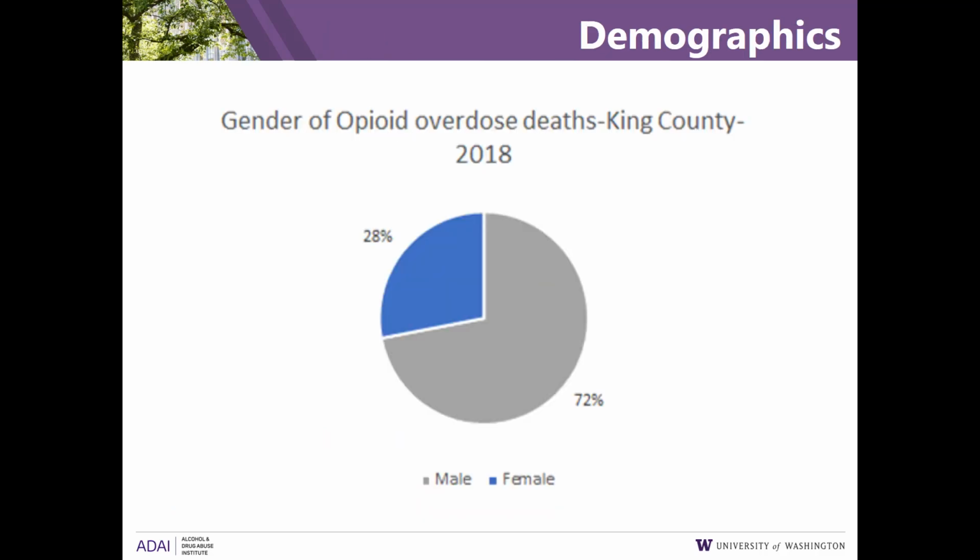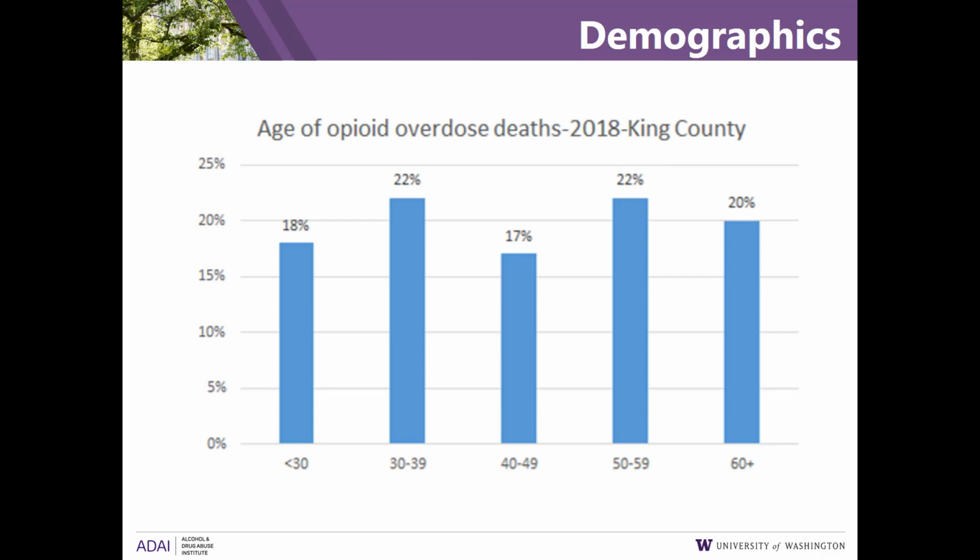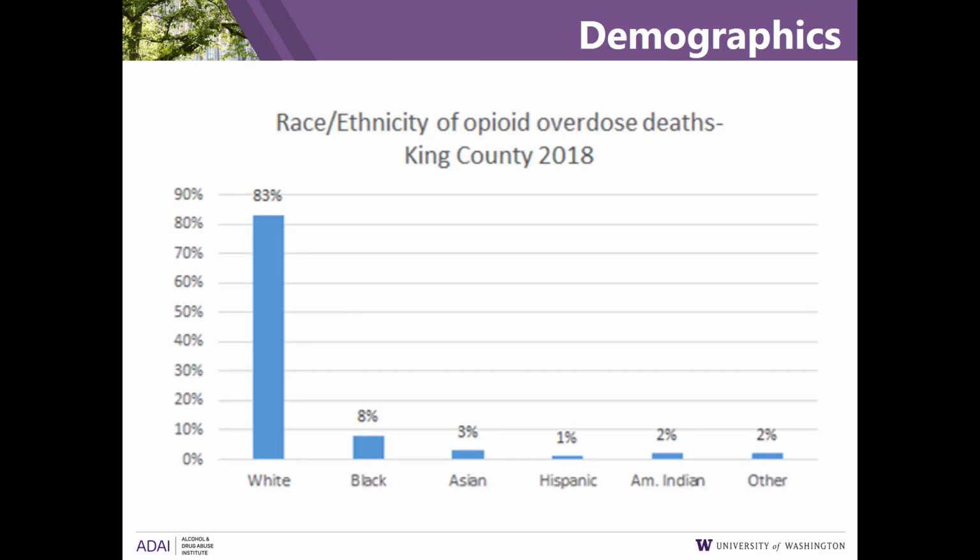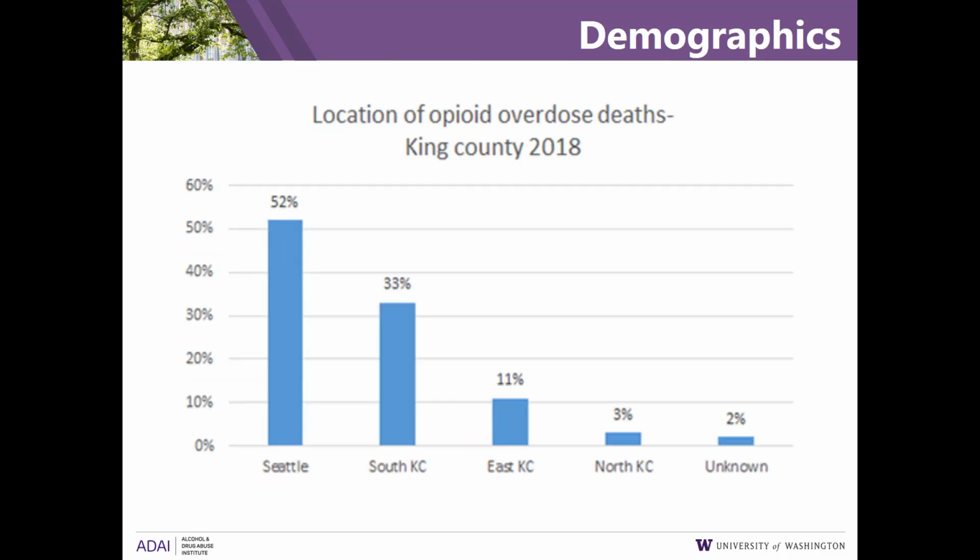So the majority of people who died from overdose were male. The age was fairly widely distributed across, under 30 to 60 plus, with no one part taking up the majority. So it's not just older people or younger people, it's really happening across the spectrum. Most of the people who died from overdose in King County were white. However, American Indians may be undercounted, and African Americans are slightly overrepresented based on their population. As you can see, overdose deaths happen throughout the county, with about half happening in Seattle, a third in South King County, and the rest spread out throughout the county.